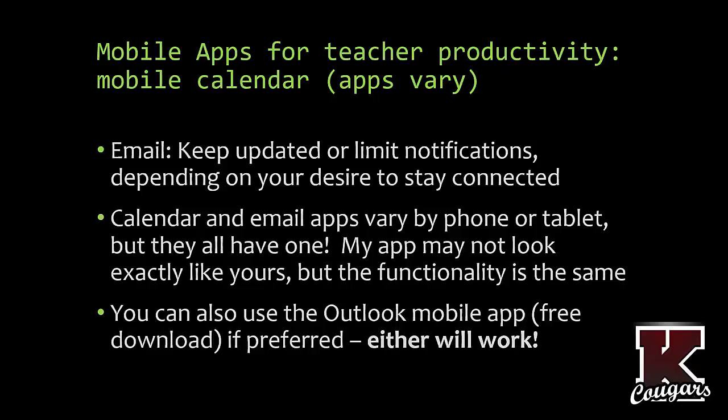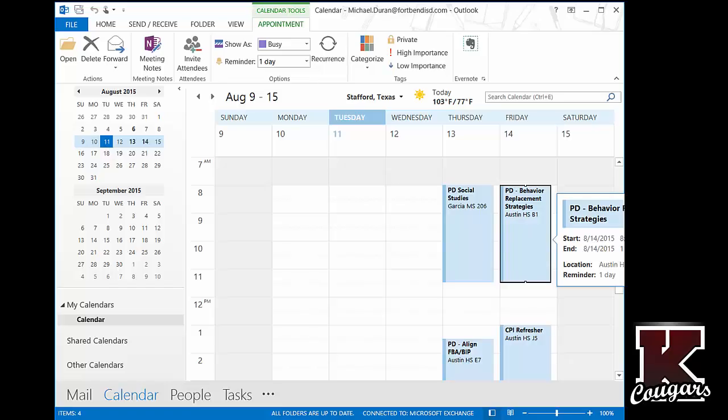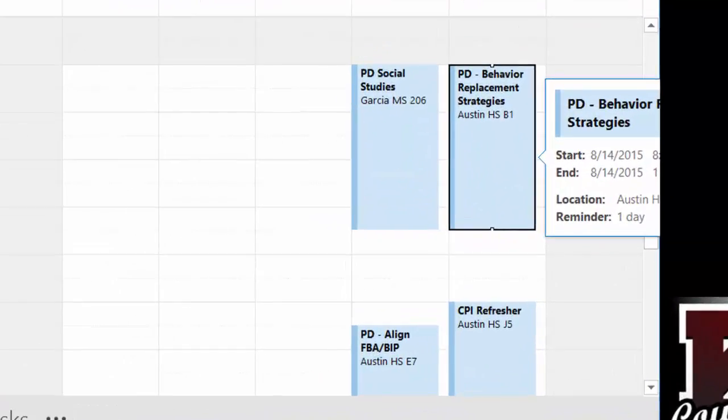So that's an excellent functionality that I recommend that you use. And you can also use the Outlook mobile app. If you're using an iPhone or an Android, they all have built-in apps to do this, for the calendar and email. But if you don't like those apps, you can download the Outlook mobile app. I personally prefer the built-in app, but the Outlook mobile is available for you. It is free.